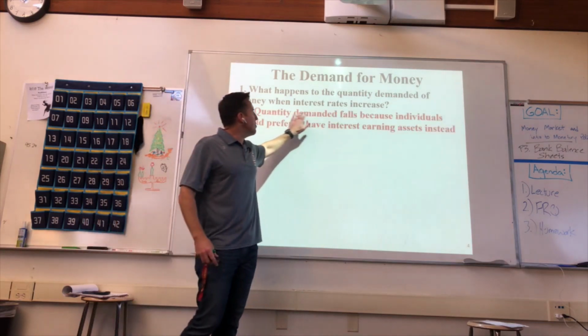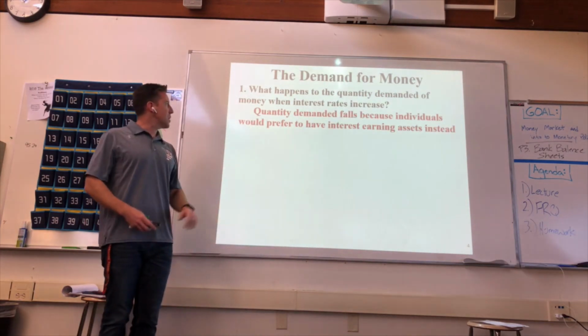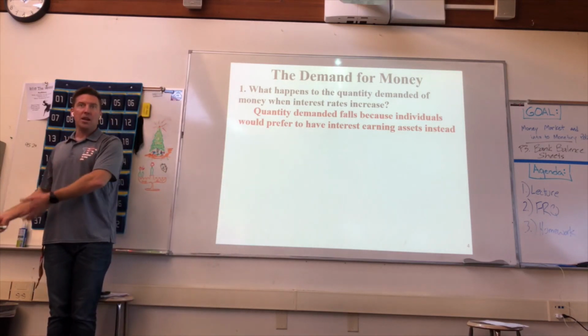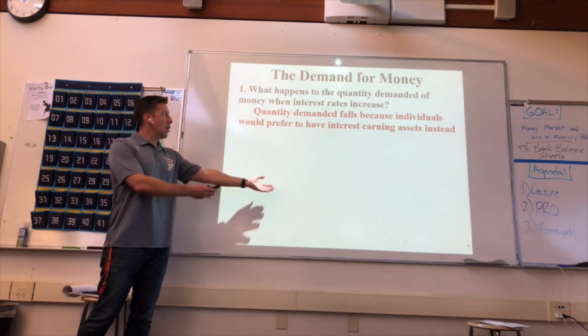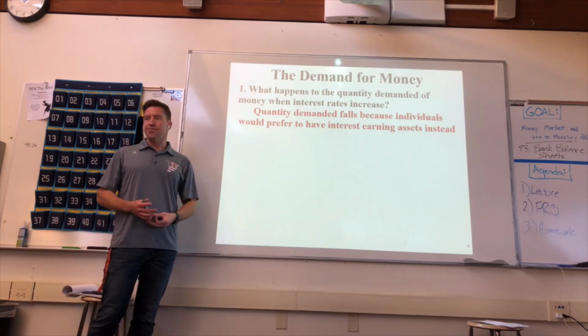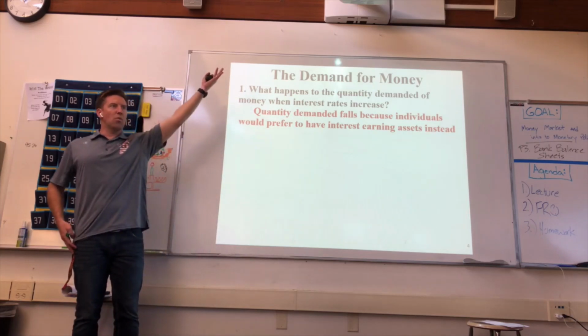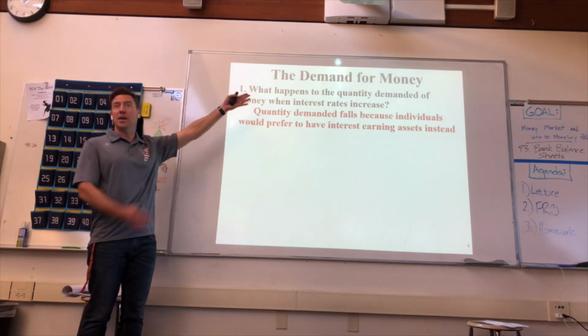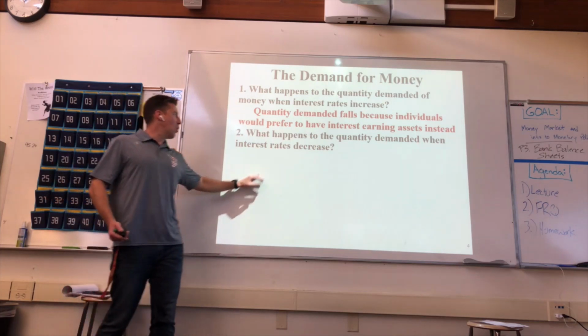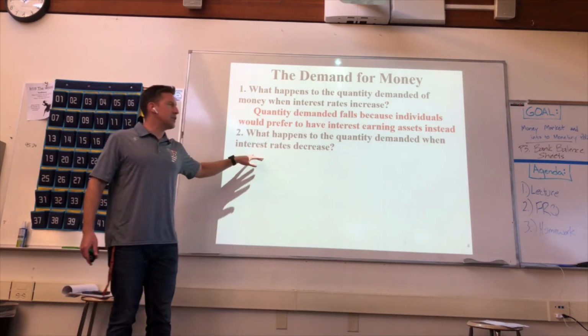So the quantity demanded falls because individuals would prefer to have their money in interest earning assets rather than liquid cash. I don't want cash when interest rates are high. I want my money making money. And the opposite is true. You can just write the opposite is true. What happens to the quantity demanded when interest rates decrease?